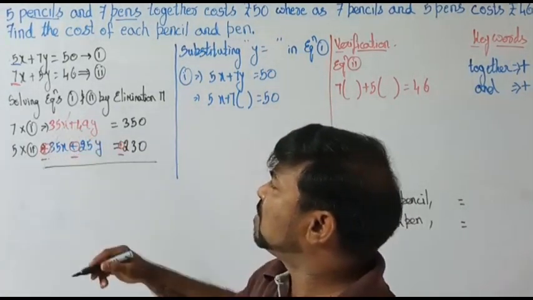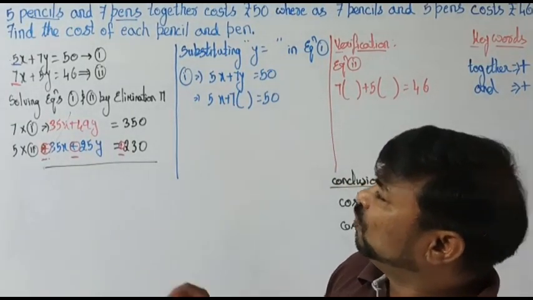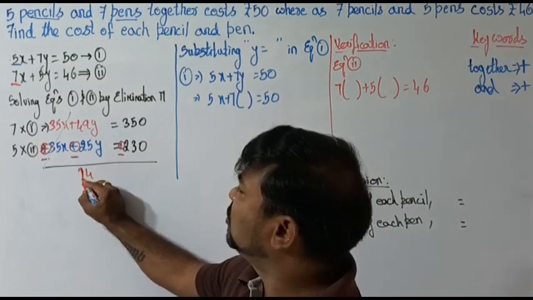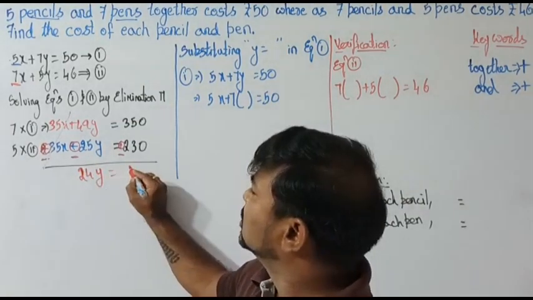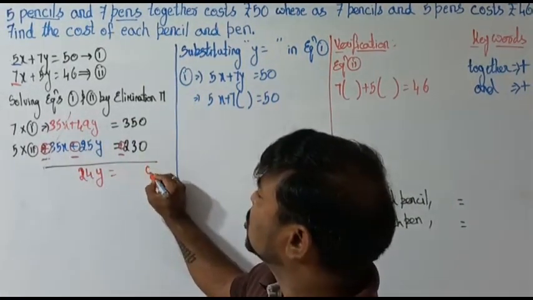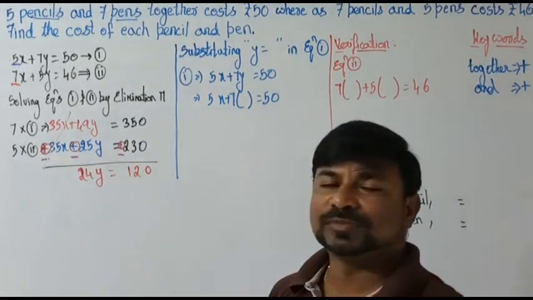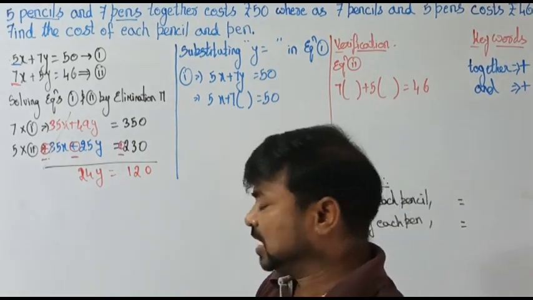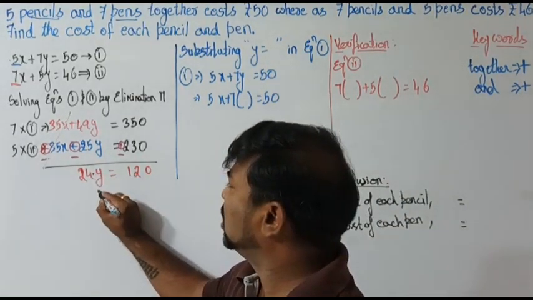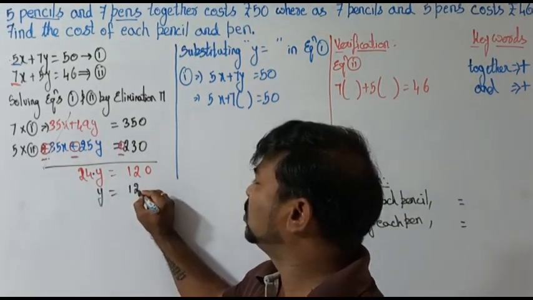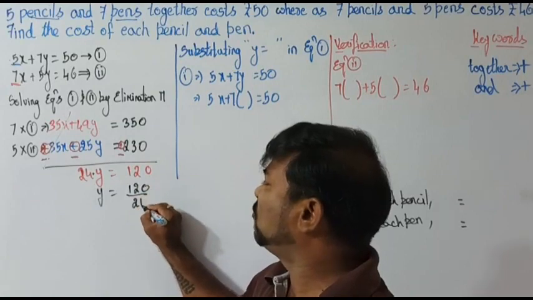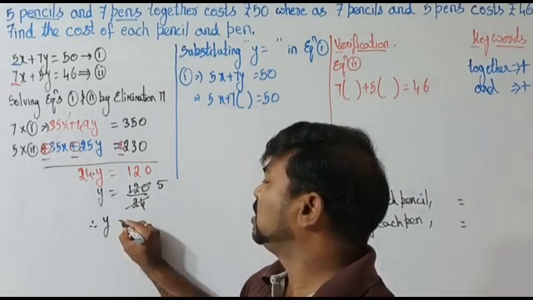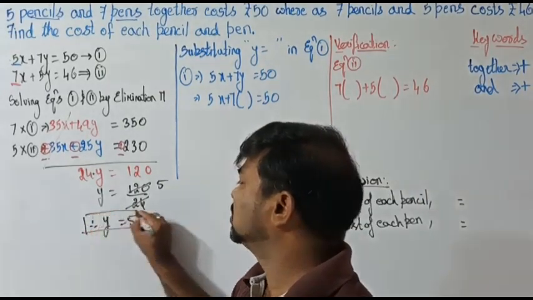Now, 49 minus 25, it's nothing but 24y, and 350 minus 230 is 120. So 24y equals 120. Now y equals 120 by 24, it's nothing but 5. Therefore, y equals 5. Just to box this one.